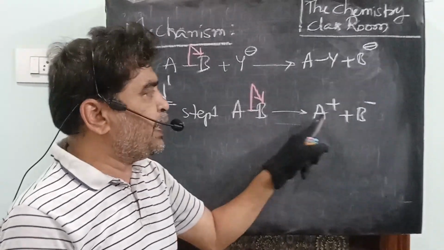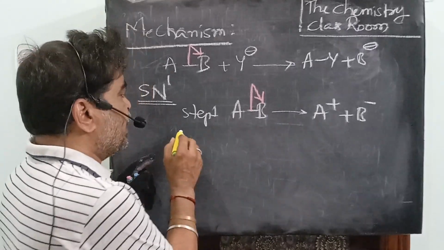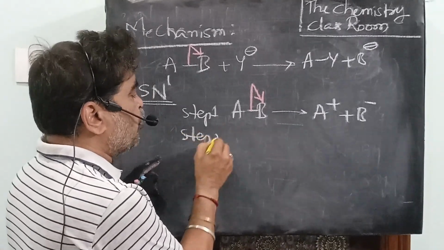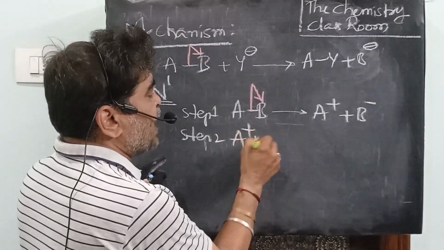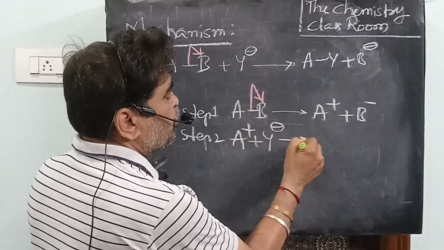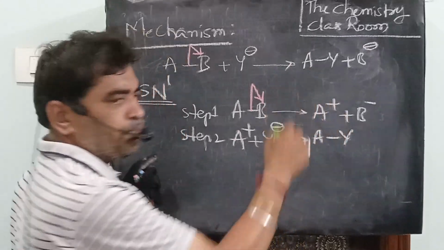Now what happened here? A plus is formed. Now it is involved in step 2. So what is the step here? The A plus is formed. Now the A plus is reacted with Y minus. So automatically the compound is formed.